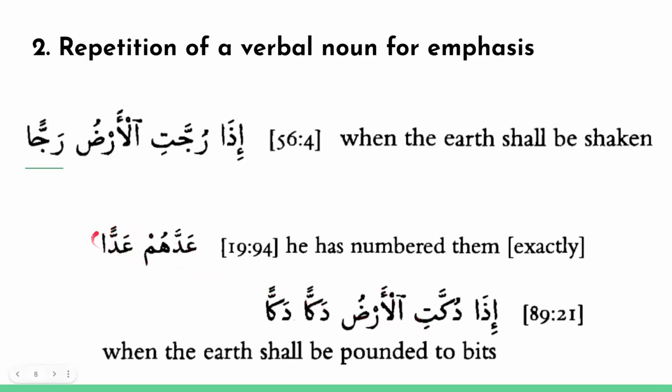Sometimes this verbal noun can be repeated itself, which again adds a further level of emphasis. So إذا دكت الأرض دكا دكا, when the earth shall be pounded into bits and bits. That might be one way of translating this. Okay, so you see here, dakka is the verbal noun corresponding to dakka here.